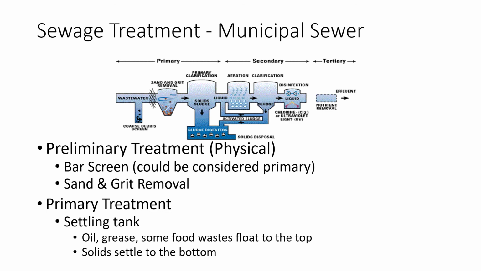So basically there's this screen, like a bar screen, or you could imagine just a set of bars running up and down, and anything that's too big just won't flow through it. And so that takes all of the big things out of the water. So the next part, I don't want to say second because it's called primary treatment, is where the water flows way, way down.